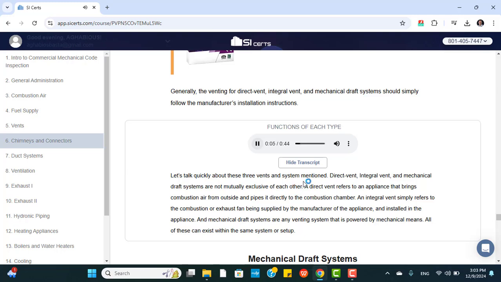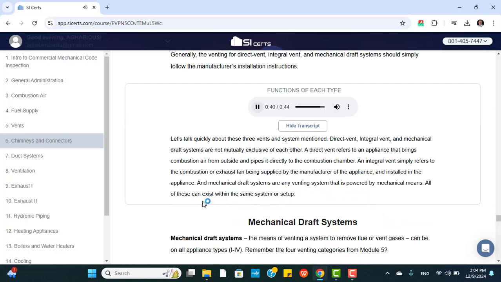Direct vent, integral vent, and mechanical draft systems are not mutually exclusive of each other. A direct vent refers to an appliance that brings combustion air from outside and pipes it directly to the combustion chamber. An integral vent simply refers to the combustion or exhaust fan being supplied by the manufacturer of the appliance and installed in the appliance. And mechanical draft systems are any venting system that is powered by mechanical means. All of these can exist within the same system or setup.